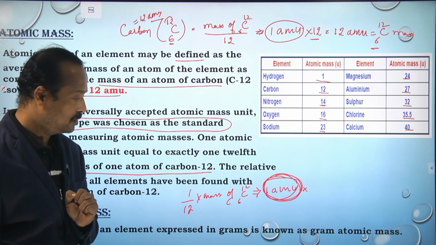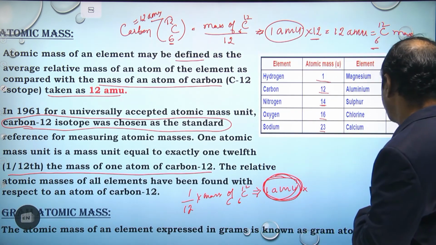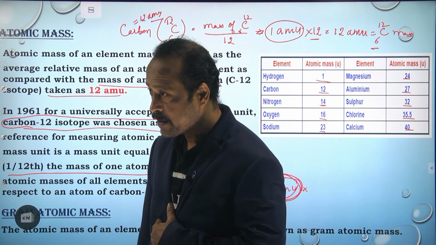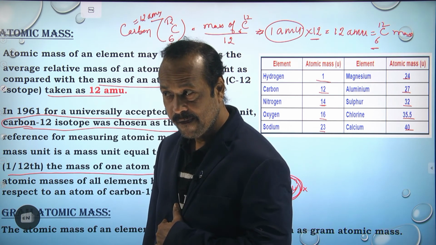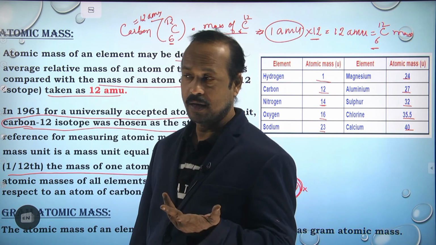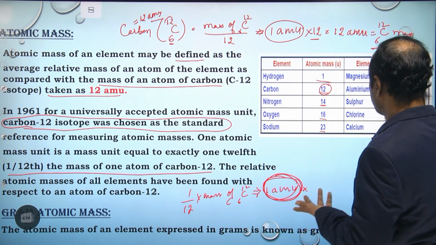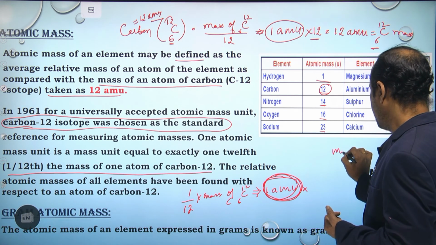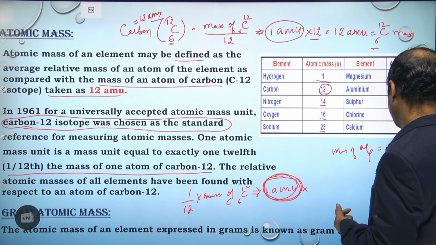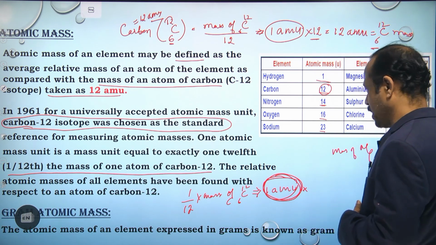Clear? Sir, one magnesium atom is equal to 2 carbon atoms? What? Magnesium atomic mass is 24 now, sir, and 12 AMU means 1 carbon atom. Does that mean 2 carbon atoms is 1 magnesium? Right, you can say like that. Carbon atomic mass is 12 and magnesium atomic mass is 24, so you can say the mass of magnesium is equal to 2 times the mass of carbon. Yes, you can say that, no issue.